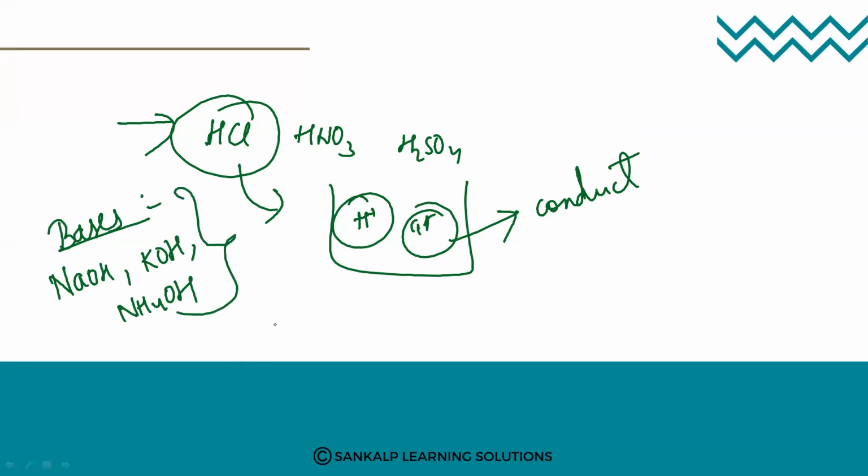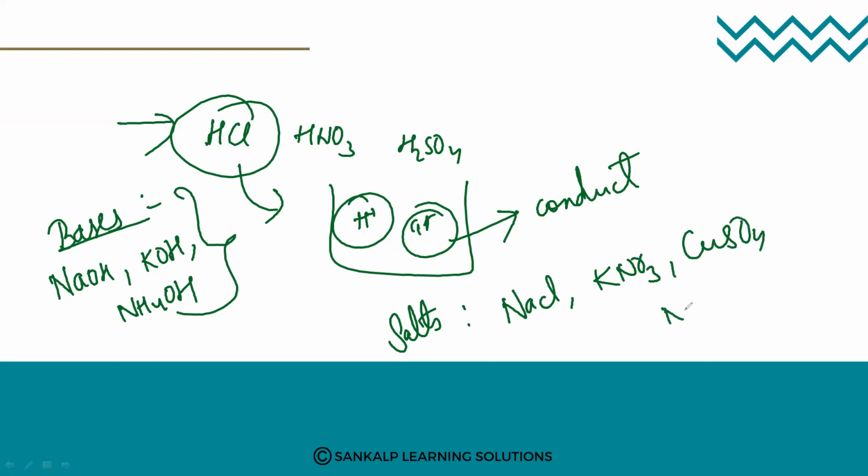Then which are the salts? Salts like NaCl, then potassium nitrate, then copper sulfate, then ammonium chloride. These are some of the salts which conduct electricity in the molten state or in the aqueous state.